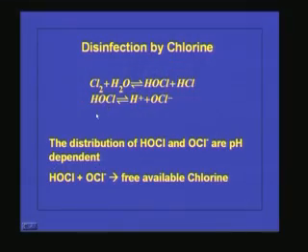That is why pH is very important. At high pH, HOCl dissociates to H+ and OCl-, so the OCl- concentration will be very high, whereas the HOCl concentration will be low. But at low pH, HOCl will be predominant compared to OCl-, so the disinfection will be more effective. The distribution of HOCl and OCl- is pH dependent, and the sum of HOCl and OCl- present in the water is known as free available chlorine.